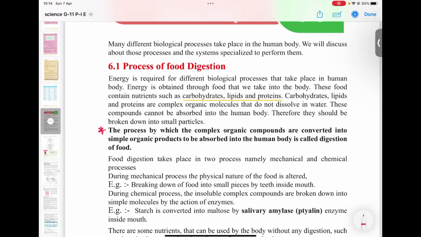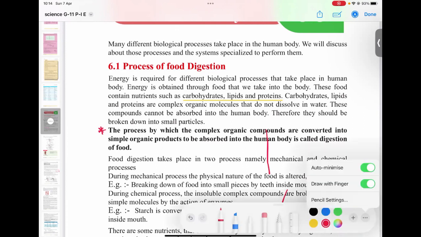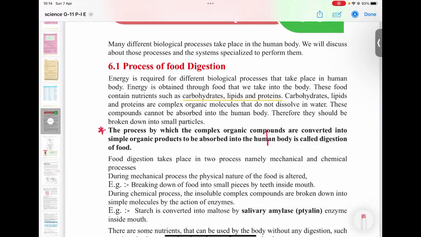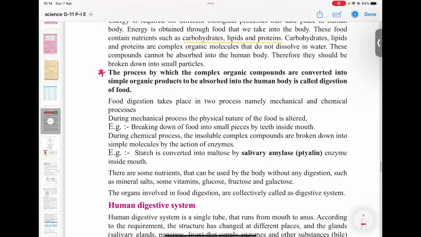So next we should know digestion comprises two things, mechanical and chemical processes. Wherever you do work, it's mechanical digestion. Whenever you use some chemical, it's chemical digestion.